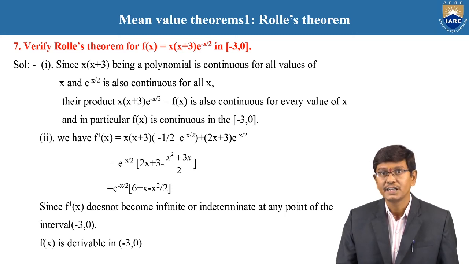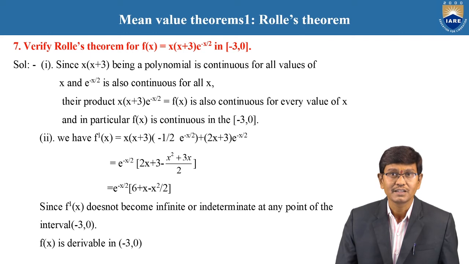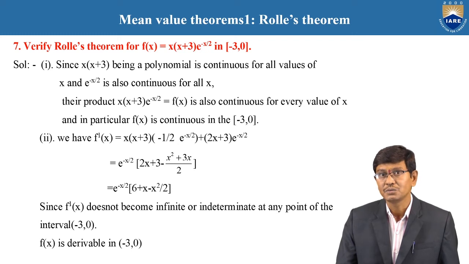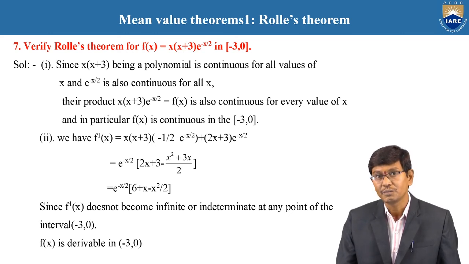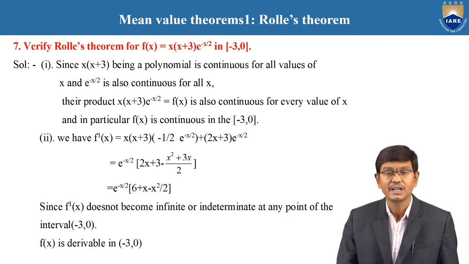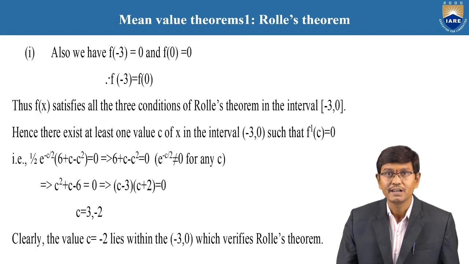Why? Because it is a product, and by applying the product rule for the derivative, f dash of x is equal to e power of minus x by 2 into 6 plus x minus x square by 2. It also does not become infinity. Why? Because by replacing any value in minus 3 comma 0, we get neither 0 nor infinity, which means we obtain a finite value. Therefore, f dash of x is also derivable.